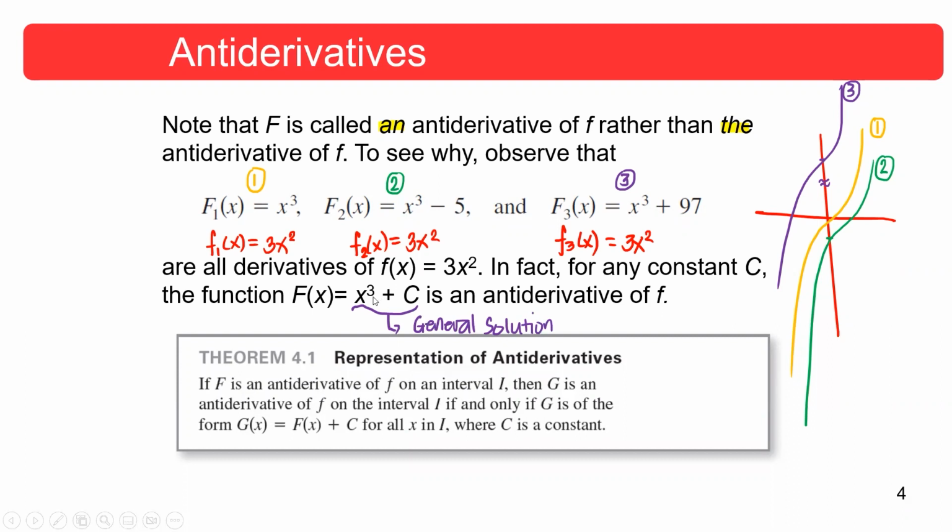We always write this as something plus c, or a function plus c. Look at theorem 4.1. It says in theorem 4.1 that if capital F is an antiderivative of the small f on the interval, then g is an antiderivative of f if and only if it's in this form. So that means the general solution would always be the function plus any constant. Okay? C is that constant. Can you follow, guys?